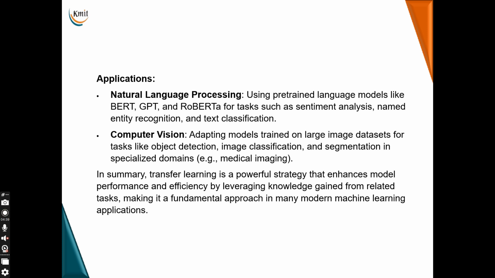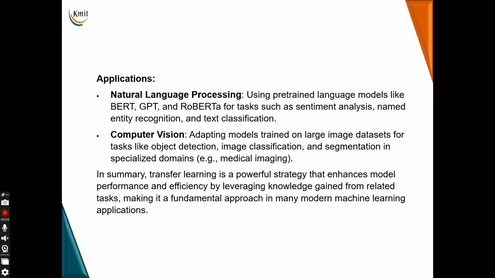And what are the applications of transfer learning? Natural language processing. As I told, there are pre-trained models like BERT, GPT, RoBERTa, etc., which are used in sentiment analysis. Most of the time we see applications of sentiment analysis in responses to social networking posts. So therein we can use all these pre-trained models.